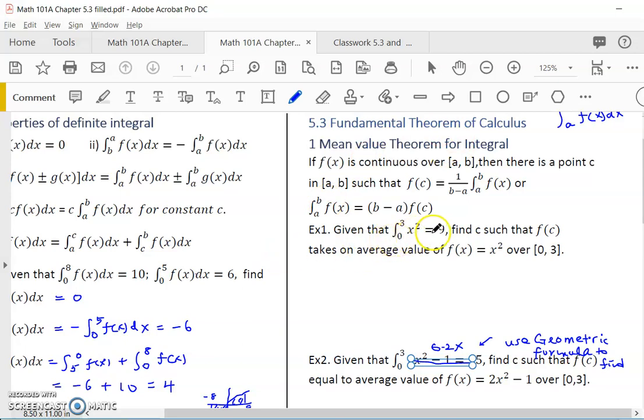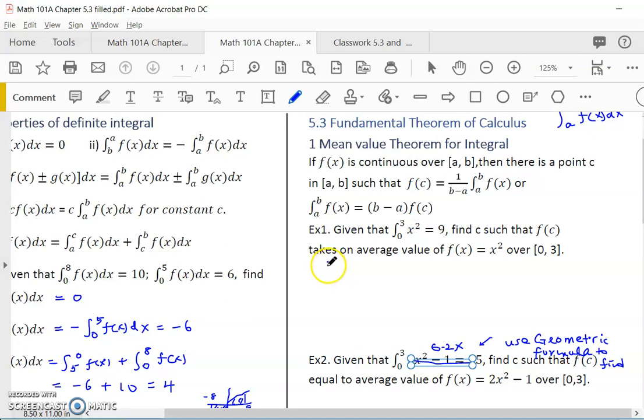So we have a function x squared, and I want the area under the curve of x squared from 0 to 3. And somehow, previously, someone has calculated for us that this is 9. They probably did a Riemann sum limit, because this is not a circle or a triangle or a trapezoid. So they did that and it is equal to 9. Now we want to find c such that f of c is equal to the average value over 0 to 3. So I already have the integral from 0 to 3 of x squared equal to 9.